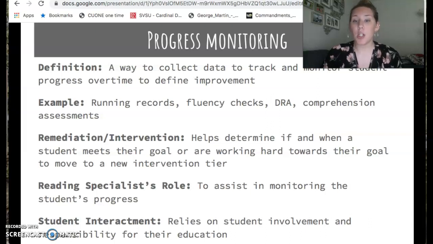Now, the reading specialist can assist in monitoring student progress as well. And when students are involved in progress monitoring, they have a responsibility to their education. So it's their initiative and their involvement in progress monitoring that helps them improve.